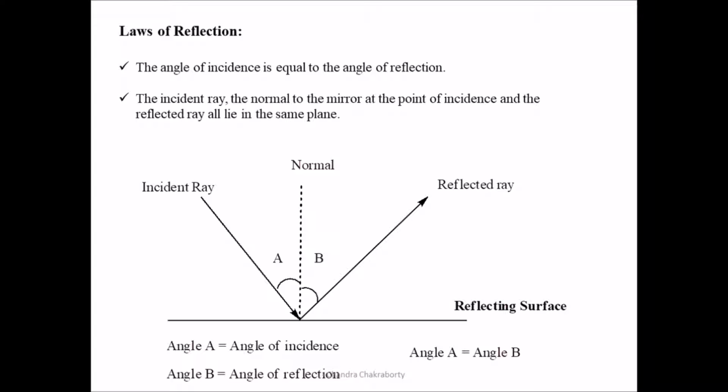So here in this image, you can see that angle A represents angle of incidence and angle B represents angle of reflection. So according to first law of reflection, angle A is equal to angle B. That is, angle of incidence is equal to angle of reflection. Now, the second law states that the incident ray, the normal to the mirror at the point of incidence, and the reflected ray all lie in the same plane. So here in the image, you can see that the incident ray, the normal, and the reflected ray all intersect at one point and they all lie in the same reflecting surface.